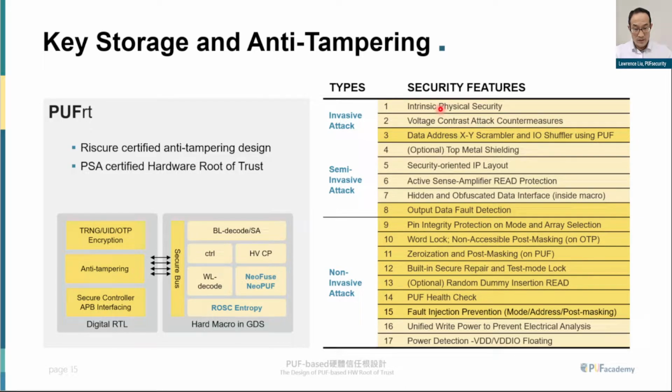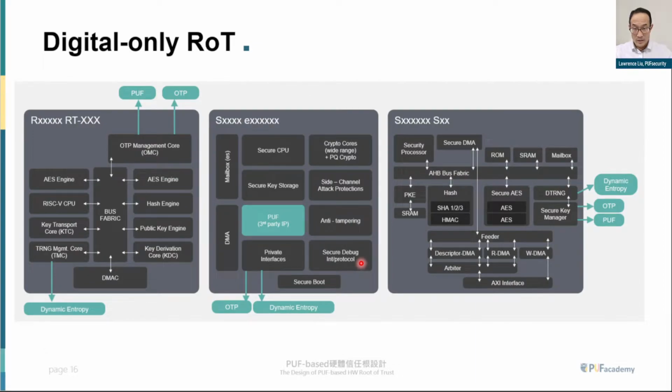And this slide also details the other anti-tampering features of a PUF-based root of trust, such as against invasive attacks, semi-invasive attacks, non-invasive attacks. And that's number 3 again for secure storage of a PUF-based root of trust. And finally, we move to the last, the difference between PUF-based and traditional, which is the digital versus digital analog integration. So first we start with a traditional architecture of a root of trust, which is digital only.